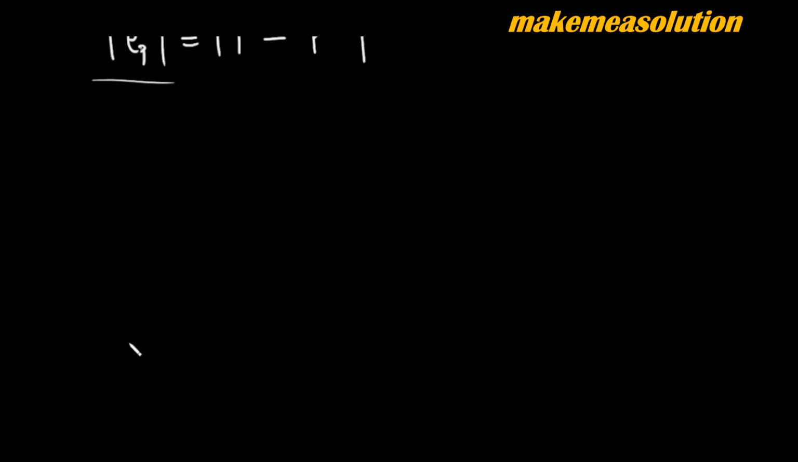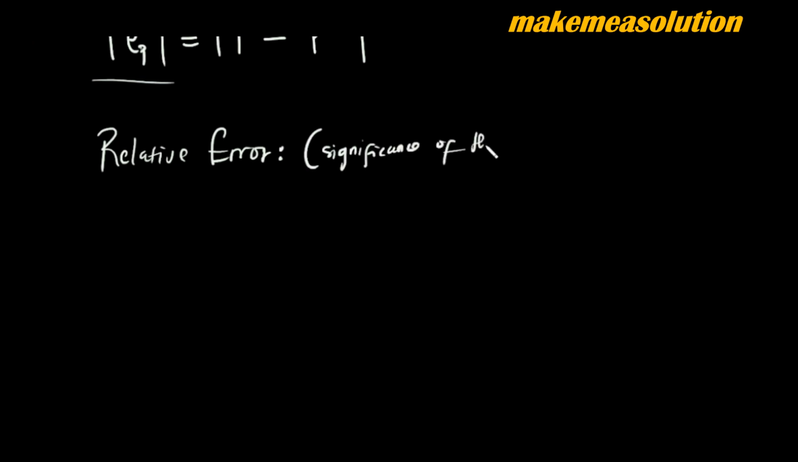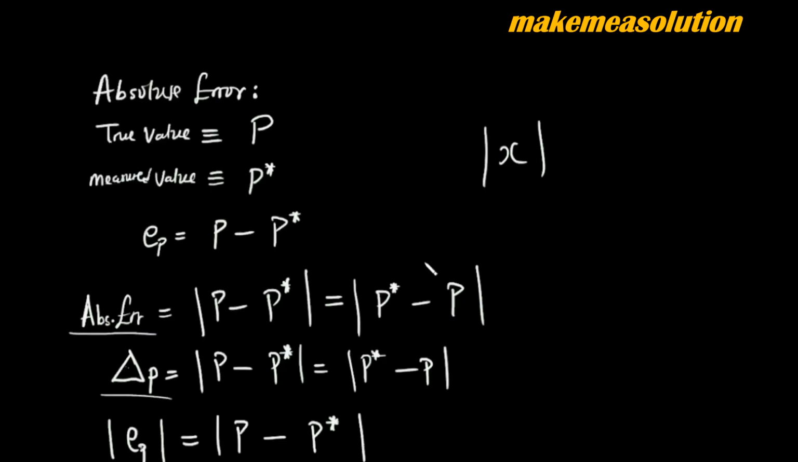Now that we've learned about absolute error, let's learn relative error. A better visualization technique to understand error is using relative error. Relative error tells us the significance of an error in a particular measurement. So absolute error tells us the size of the error, but relative error tells us the significance. Is that okay? Please take note of that. So relative error is the significance of the error, and absolute error is the size of the error.